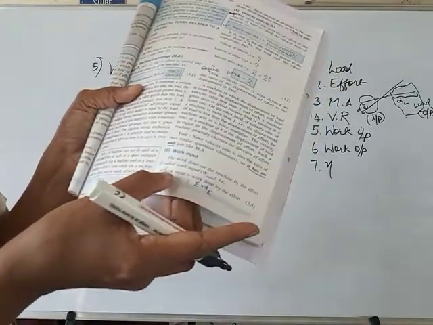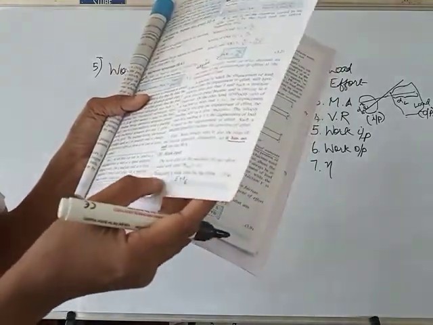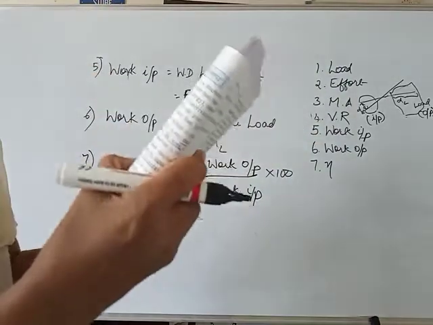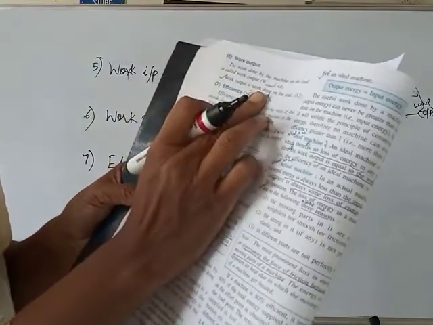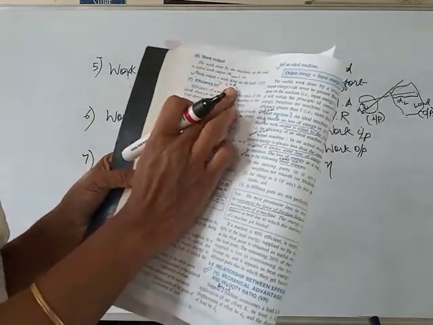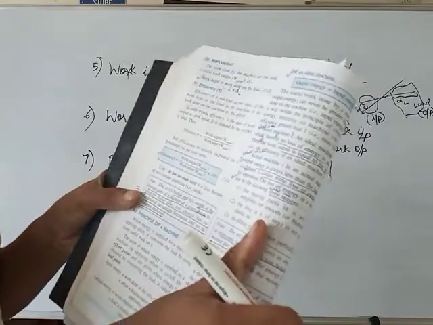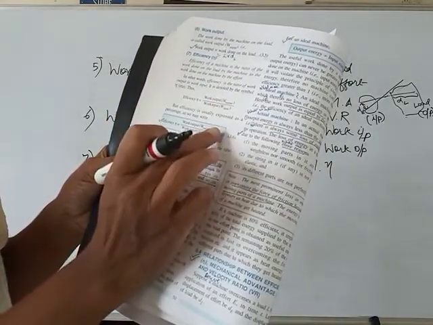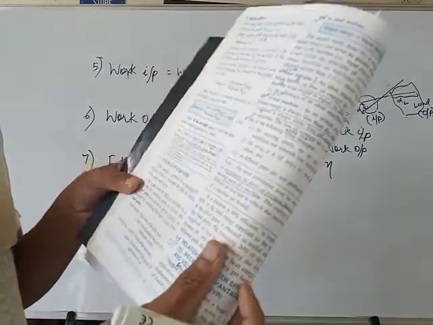Then come to work input. Put a tick mark here. Work input is work done by the effort: effort into distance traveled by effort. Work output is work done on the load: load into distance traveled by load. Then comes efficiency: work output by work input into 100%.